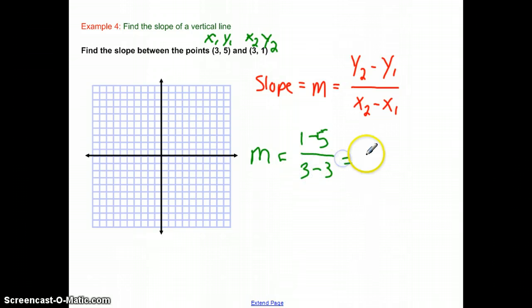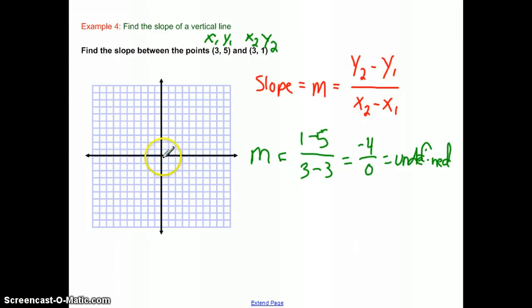So when you simplify this, in the numerator, 1 minus 5 is negative 4. And 3 minus 3 is 0. Well, we can't break anything into 0 parts. So this can't be done, so we say this is undefined. So it has undefined slope.